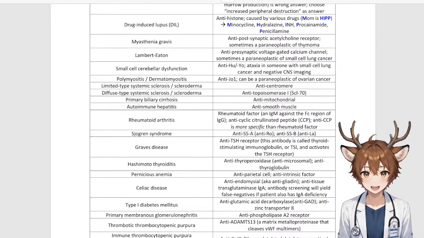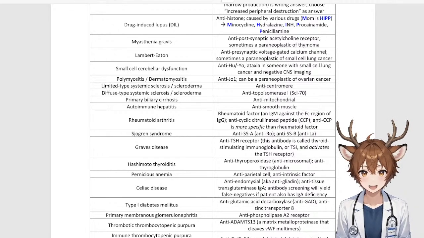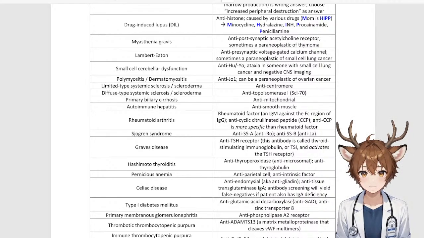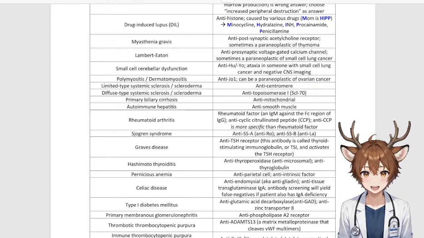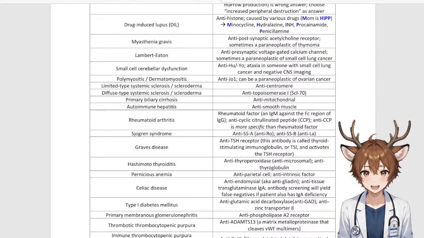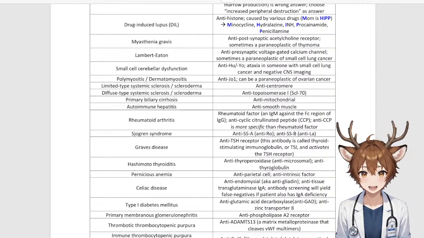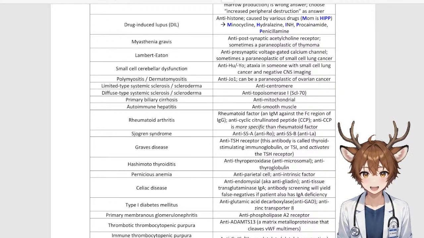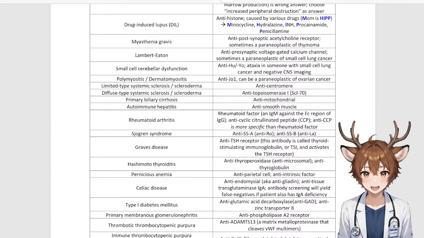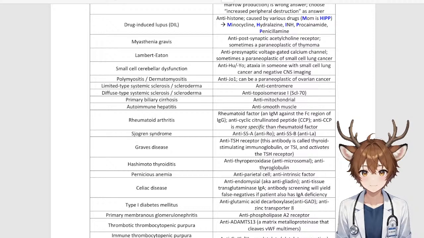Limited type systemic sclerosis or scleroderma, anti-centromere. Diffuse type systemic sclerosis/scleroderma, anti-topoisomerase 1, Scl-70. Primary biliary cirrhosis, antimitochondrial. Autoimmune hepatitis, anti-smooth muscle. Rheumatoid arthritis, rheumatoid factor, an IgM against the Fc region of the IgG, and anticyclic citrullinated peptide, CCP, and anti-CCP is more specific than rheumatoid factor.